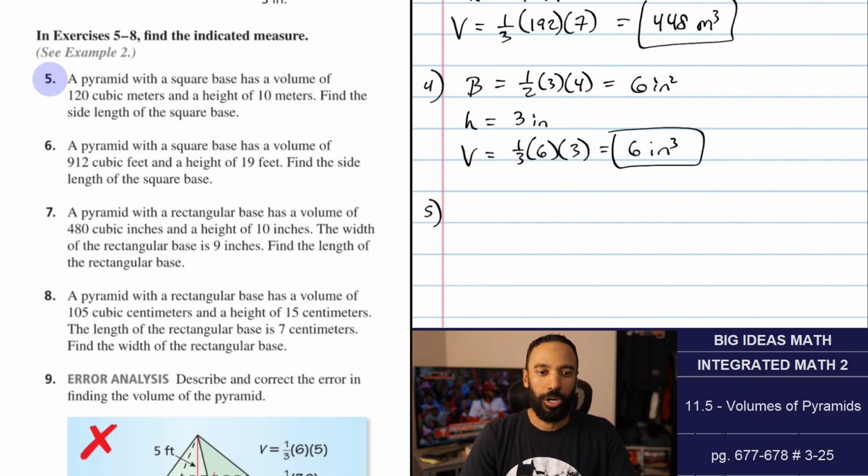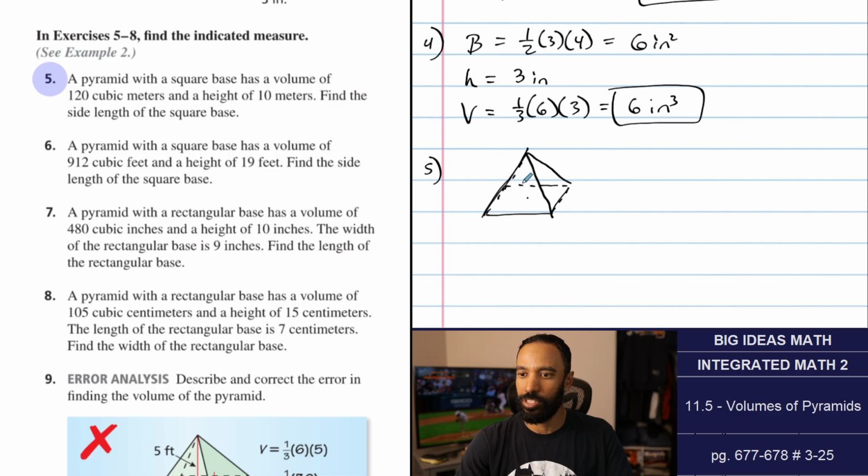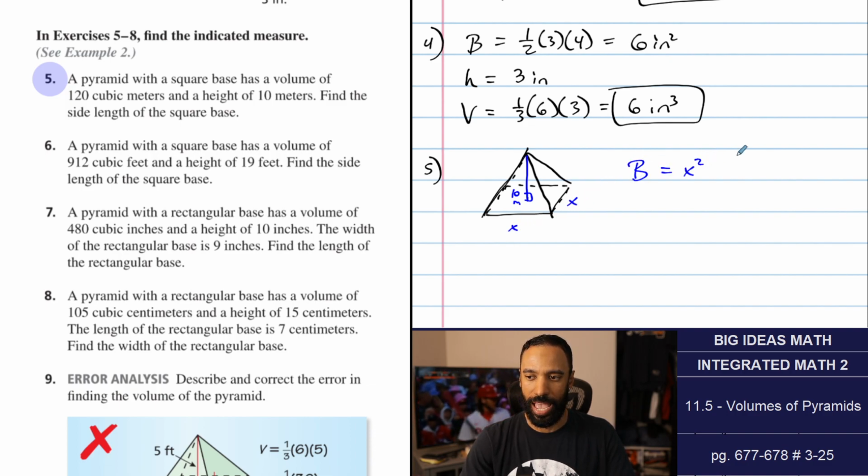A pyramid with a square base has a volume of 120 cubic meters and a height of 10 meters. So if I were to do a nice little drawing of that, there's my square base, and from the middle, I'd draw a height up there and connect those. I'll practice my drawing later. It has a height of 10 meters. Volume 120, find the side length of the square base. Remember the area of the base is x squared.